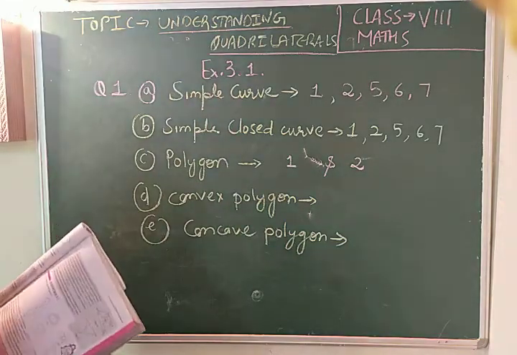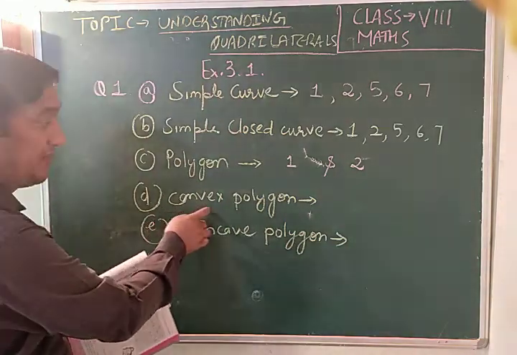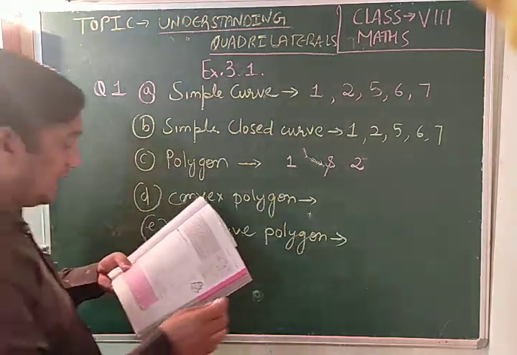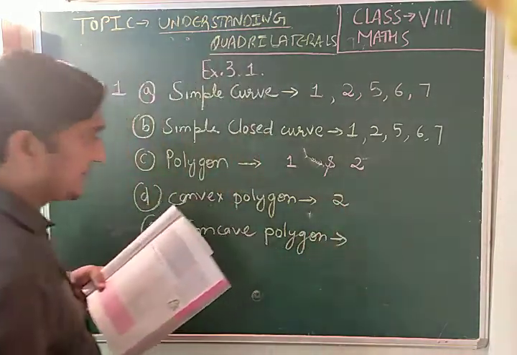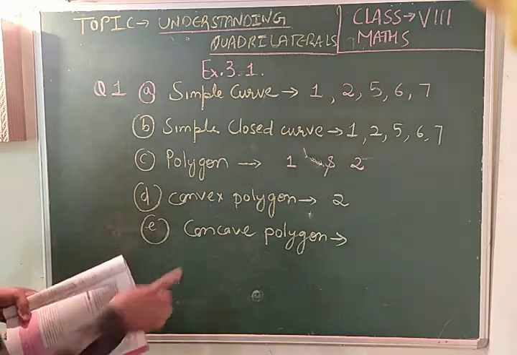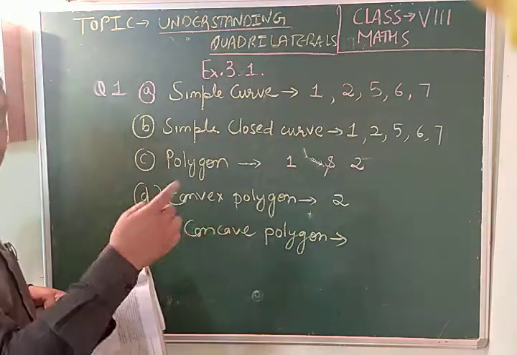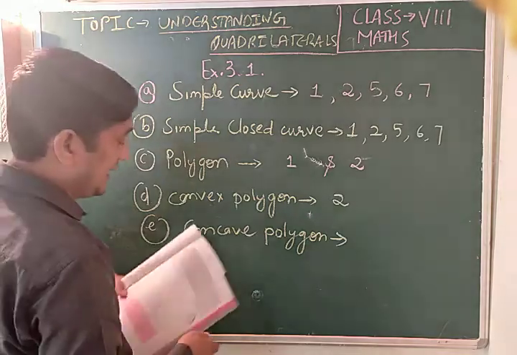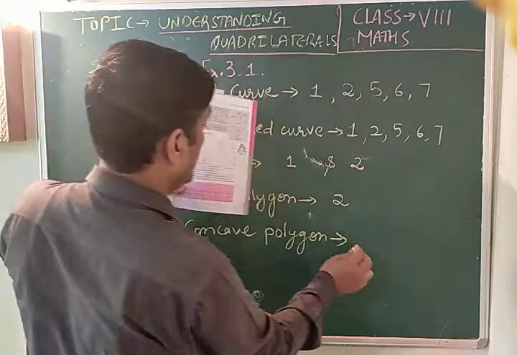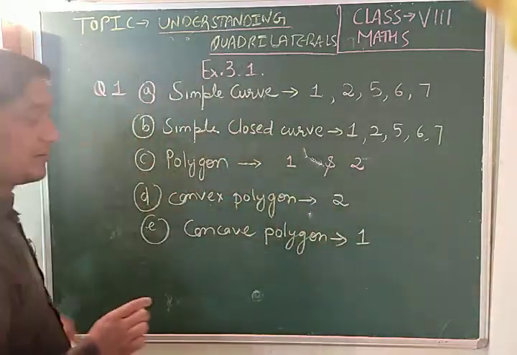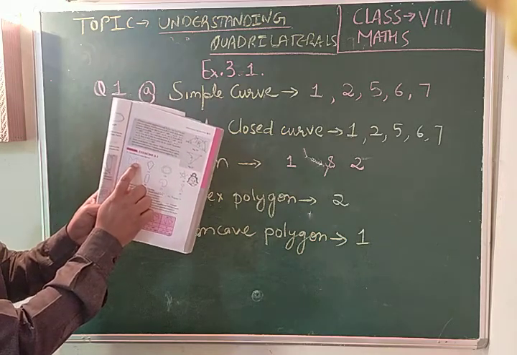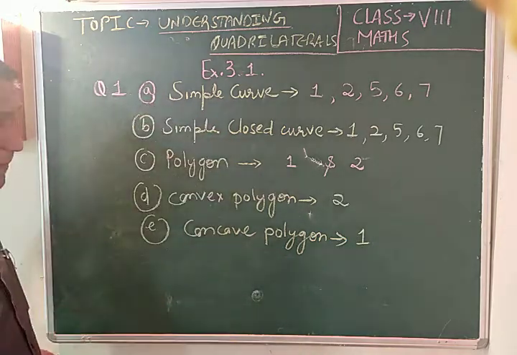Next is convex polygon. Children, we know that convex polygons are those polygons whose diagonals are inside the polygon. So here only the second figure has the diagonal inside the figure. Next is concave. Concave polygon means whose diagonal lies outside the figure. So here only one figure is that, figure number 1. Here one of the diagonals is outside. So the answer is 1. The first figure is concave polygon.